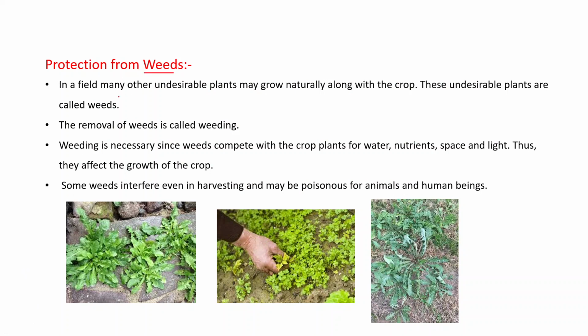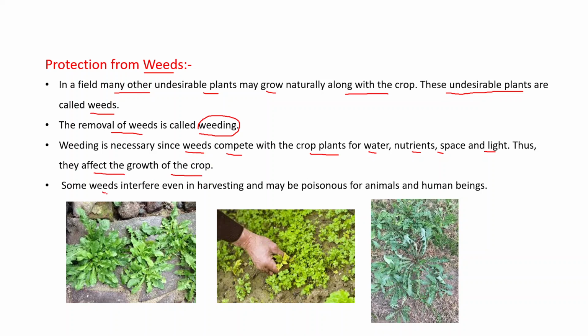What are weeds? In a field, many other undesirable plants may grow naturally along with the crop. These undesirable plants are called weeds. And the removal of weeds is called weeding. Now, why is weeding necessary? Weeding is necessary since weeds compete with the crop plants for water, nutrients, space and light. Thus they affect the growth of the crop. That's why it is necessary to remove these weeds.